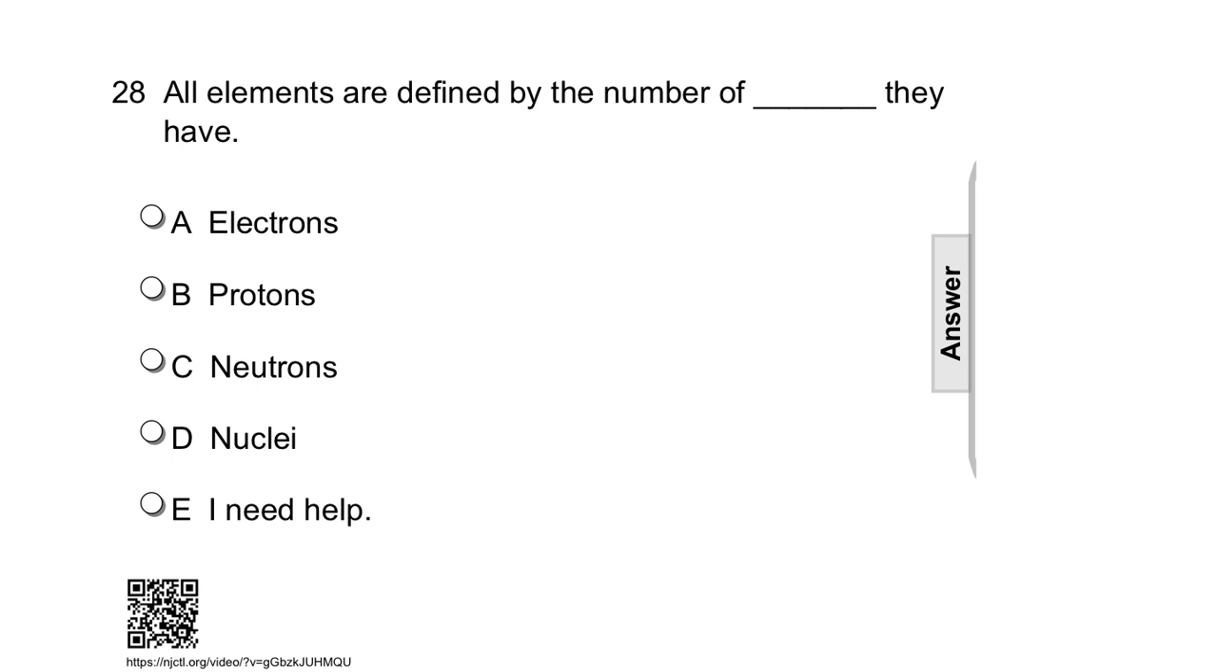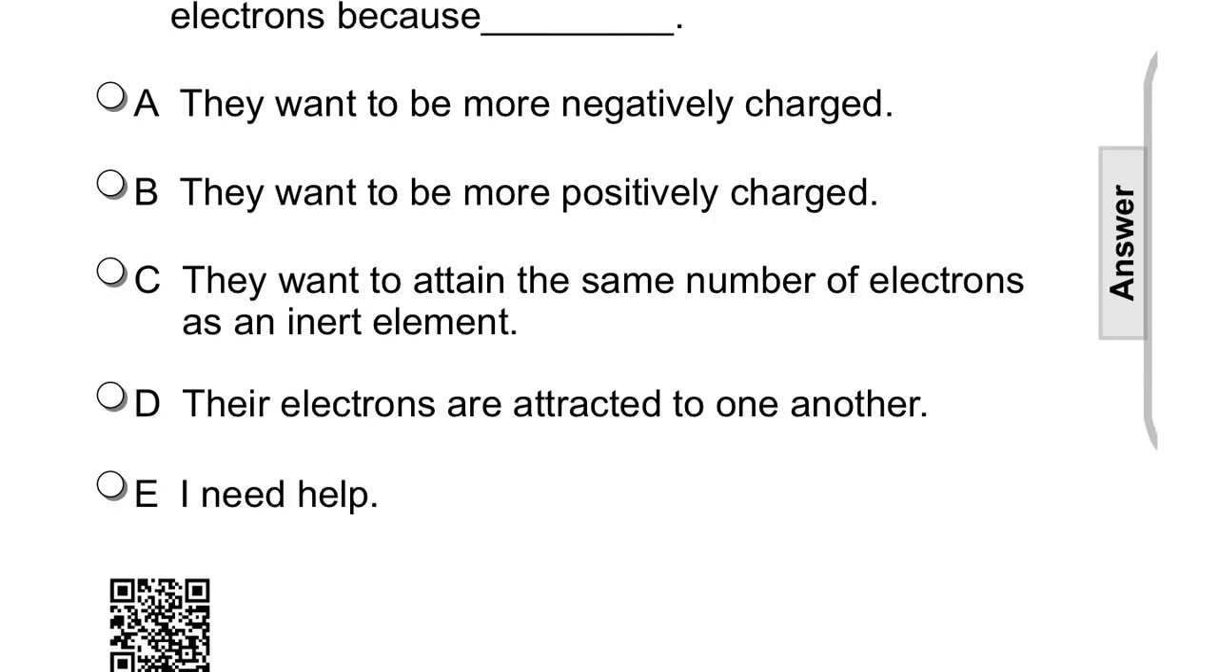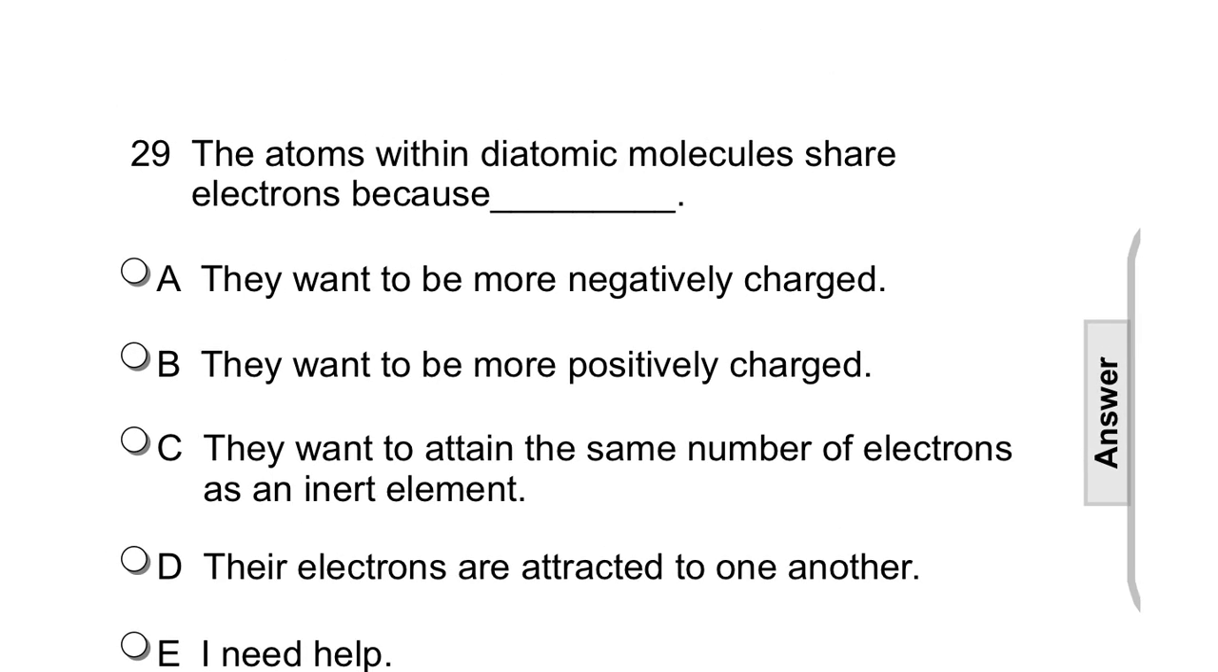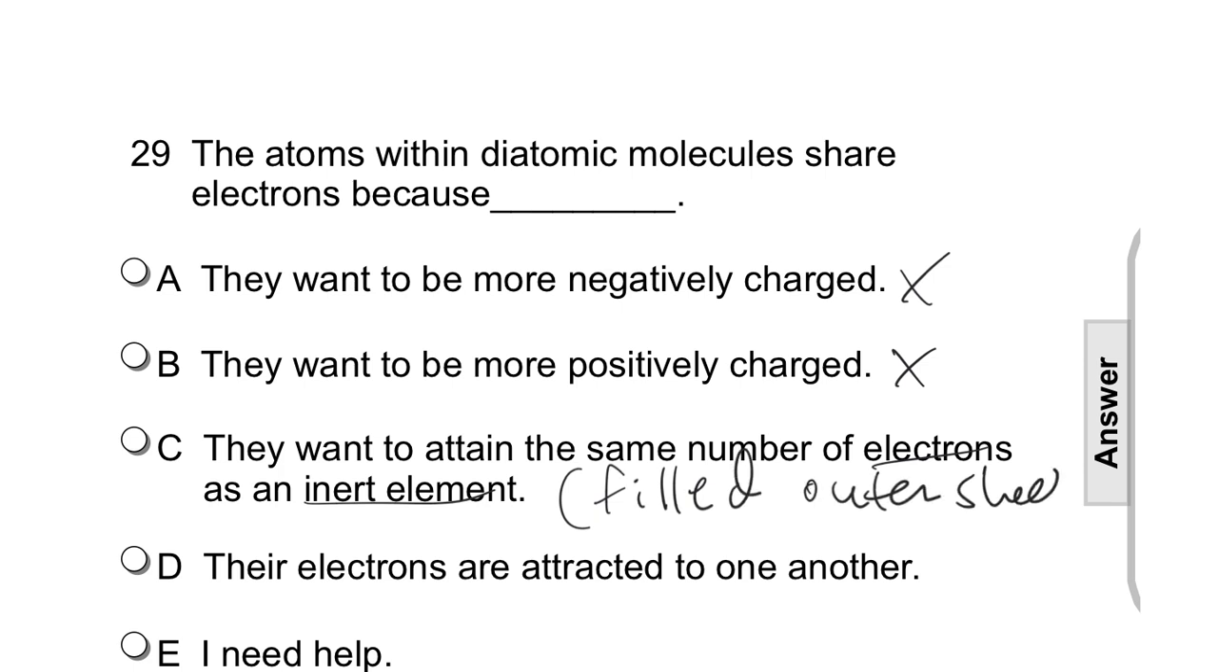Any element is defined by a number of, what's their code number, their atomic number, the number of protons. Atoms within diatomic molecules share electrons because they want to attain the same number of electrons as an inert gas. That just means a filled outer shell. They want to get a filled electron shell. So that's letter C.